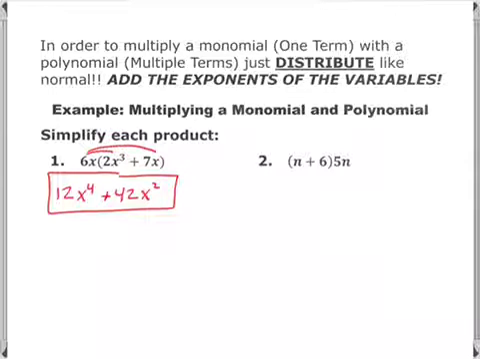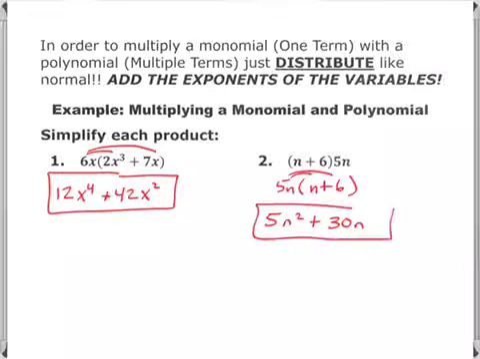The next one, same idea here, they just kind of wrote it backwards. So we're going to put the 5n in front, and we're going to distribute the 5n. 5 times 1 is 5, n times n is n squared. 5 times 6 is 30, we just tack the n on at the end. So this is our answer. So we're just distributing throughout the quantity.